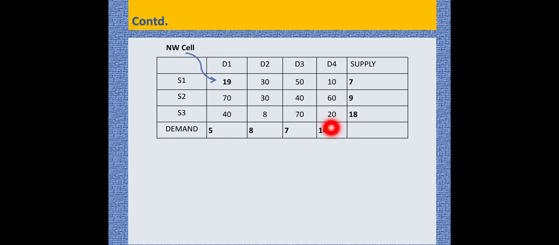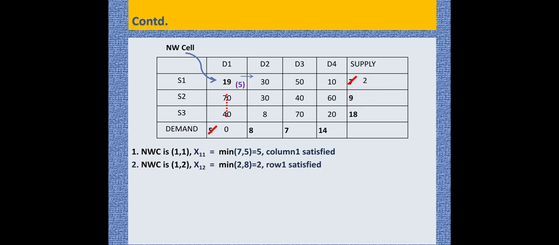So we found 19 as the northwest corner. Compare 5 and 7. 5 is the minimum, so that will be allocated there, and it will be reduced from demand and supply. So 5 minus 5 is 0, 7 minus 5 is 2. Since demand is satisfied here, it will be struck off. Next northwest corner cell is this. So 8 and 2 are compared, 2 is the minimum, so that will be allocated there, and it will be reduced from supply and demand. So 2 minus 2 is 0, 8 minus 2 is 6. Since supply is satisfied here, it will be struck off.